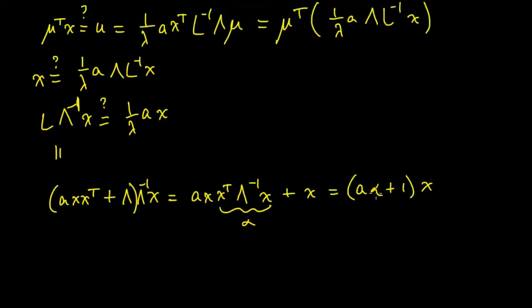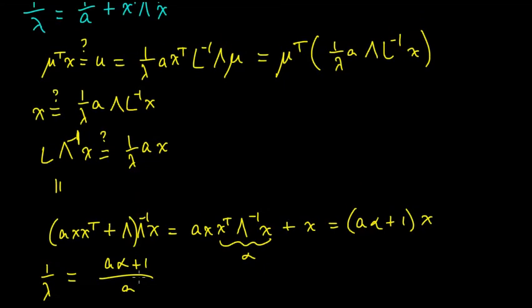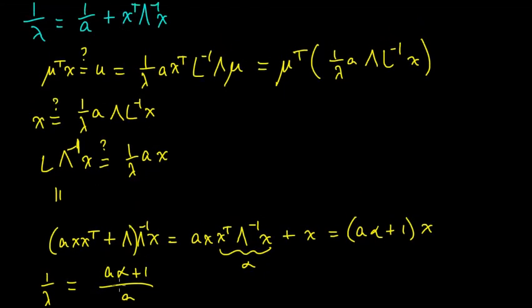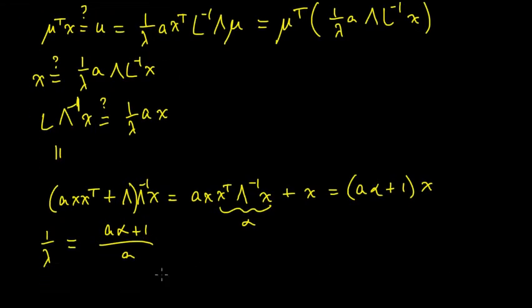Okay. So in order for this to be true, we wanted to show this, and in order for that to be true, we need a over lambda equal to this, or in other words, we need 1 over lambda equal to this over a, and that's exactly what lambda is, because this is alpha, right? 1 over a plus alpha. Okay, we got it finally.